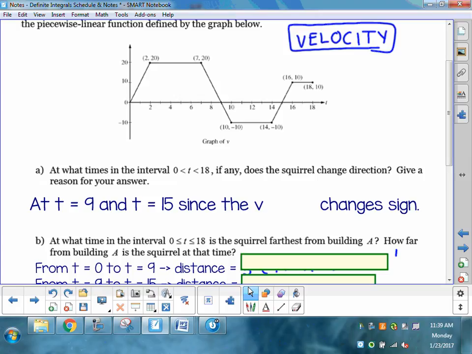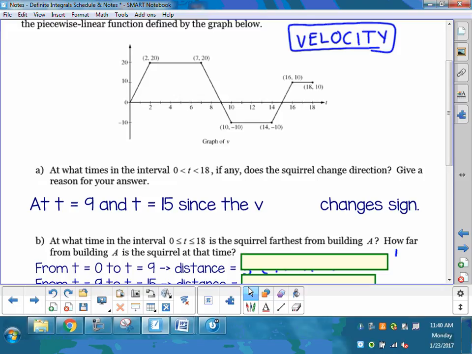Where is it? Is it running towards the building or away from the building from 0 to 9? Which one? What'd you say? Away. It's running away from the building because that distance between them is increasing. What's happening from 9 to 15? It's going towards the building, and then it ends going away from the building.